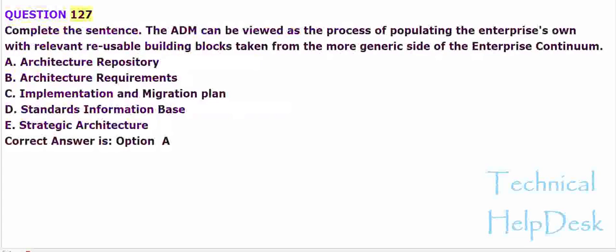Question 127. Complete the sentence. The ADM can be viewed as the process of populating the enterprise's own with relevant reusable building blocks taken from the more generic side of the enterprise continuum. A. Architecture repository. B. Architecture requirements. C. Implementation and migration plan. D. Standards information base. E. Strategic architecture. Correct answer is option A.